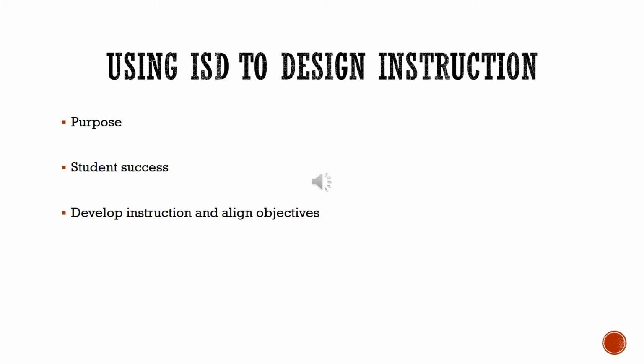With student success, this is when a teacher looks at learning outcomes and objectives. You might want to ask yourself, what will be my main method of delivery? What do I want my main takeaways to be? For developing instruction and aligning objectives, you have to look at the time frame per class, per unit. Will the kids be working together or in groups?